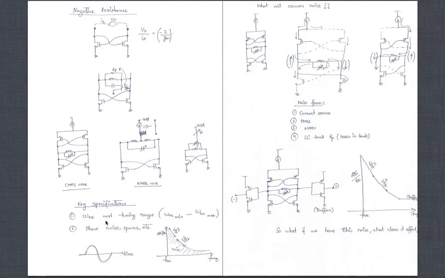The other key specification, which is what we struggle with most of the time, is phase noise and the spurs that come because of different things that show up in the phase noise. So we'll look at this too. And noise is what we will try to cover first, as you can see from the lectures here, because this is probably the most important thing.